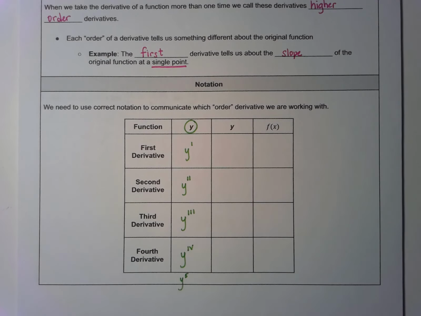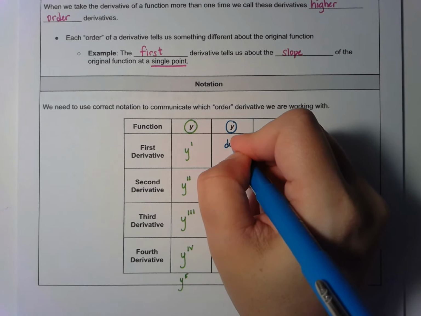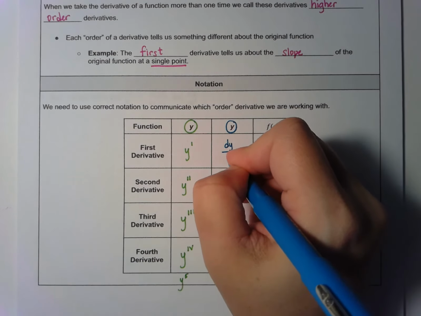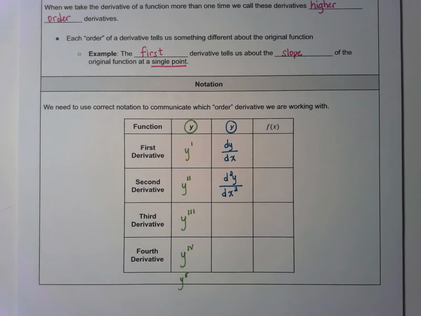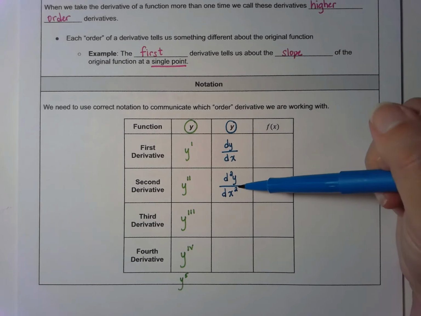All right, second, what if we're starting with y, but instead of using y prime notation, what if we were going to use the dy over dx notation? Now, the first derivative would be dy over dx. The second derivative would be d squared y over dx squared. Now, you'll notice that the squared goes next to the letter d at the top, and the squared goes next to the x at the bottom.